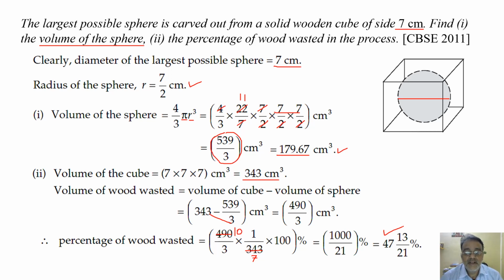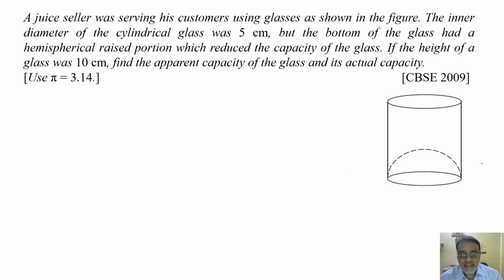Now we are moving toward another very good question. A juice seller was serving his customers using glasses as shown in this figure. Okay? The inner diameter of the cylindrical glass was 5 centimeter, but the bottom of the glass had a hemispherical raised portion. So in this part our liquid will not come, right? Because it is raised here, which reduces the capacity of the glass. If the height of the glass was 10 centimeter, find the apparent capacity of the glass and its actual capacity. So this is a CBSE 2009 question, and we have to take pi equal to 3.14.